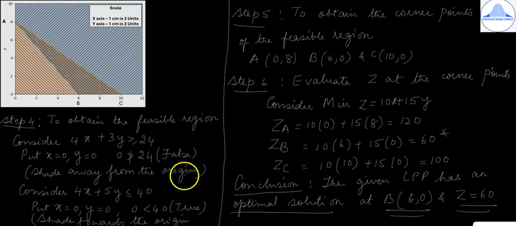Take the other inequality 4x plus 5y less than or equal to 40. Again put x as 0, y as 0. So on the left hand side we get 0 and on the right hand side we have 40. So we see that 0 is less than 40, which is true. So when the condition is true, we shade towards the origin, that is below the line.